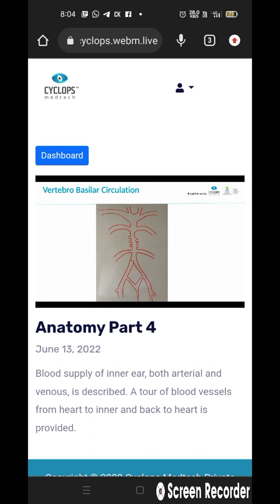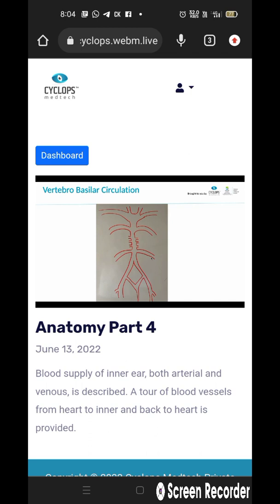The vertebral artery on one side merges with the vertebral artery on the other side to form the basilar artery. The vertebral artery itself will give rise to what is called the PICA, posterior inferior cerebellar artery. Then the basilar artery gives rise to, in addition to multiple pontine perforators, the AICA, anterior inferior cerebellar artery. And this anterior inferior cerebellar artery is the blood vessel which gives the labyrinthine artery, which supplies the inner ear.